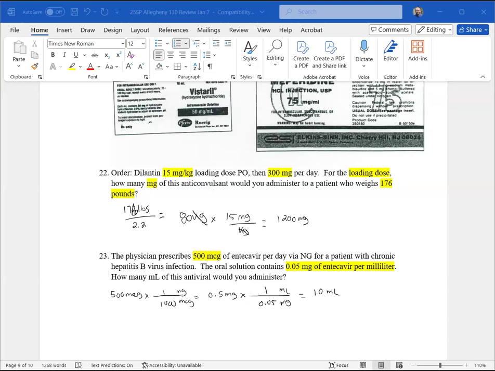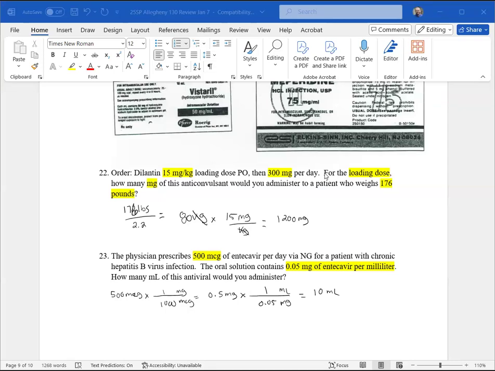Hi, I have a question. For the dosage calc test, say for example, number 22, we found the first part, which was the kilograms to pounds, and then we multiplied that answer by the 15 mg. Is it going to ask for the 300 milligrams part? Do we have to solve that? Good question. When you look at the question, I even highlighted it, it says for the loading dose. So that's all they're asking for.